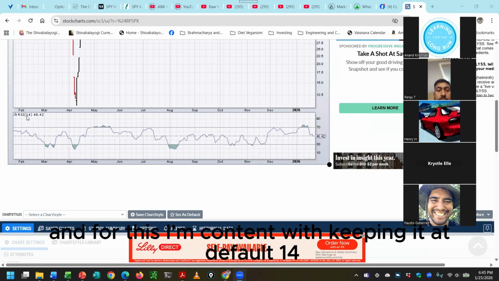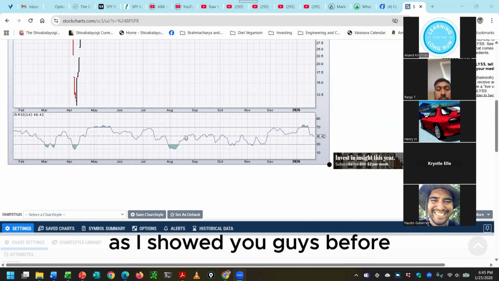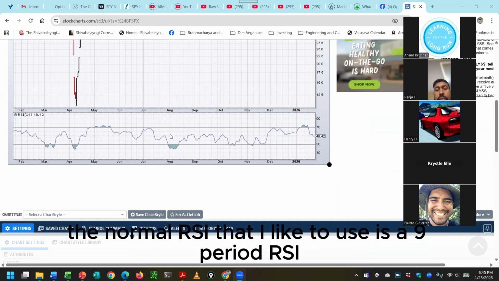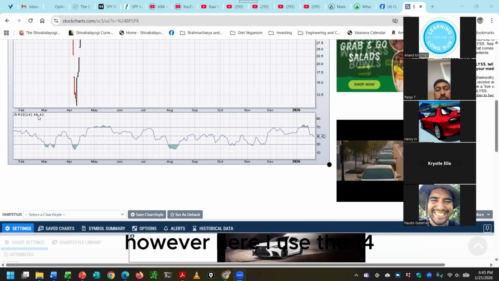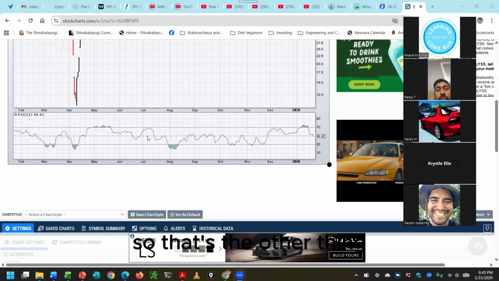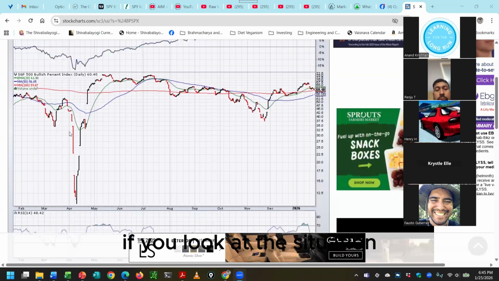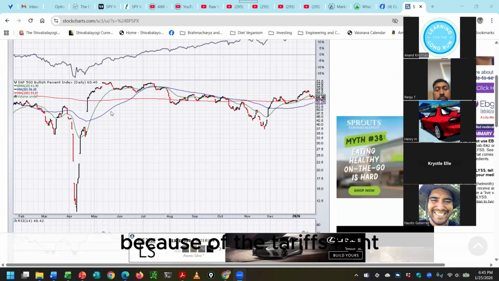For this, I'm content with keeping it at the default 14. As I showed you before, the normal RSI that I like to use is a 9-period RSI, however, here I use the 14 RSI. That's the other thing. But you can also see here that this particular situation happened because of the tariffs.